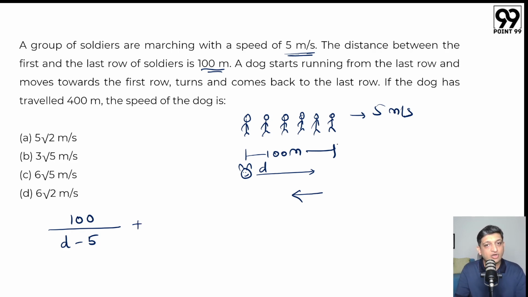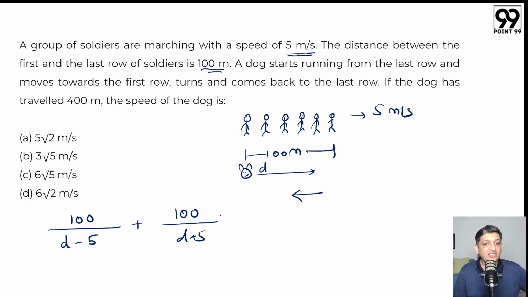What about the dog traveling in the opposite direction towards the back? Then what will happen? Again, the dog has to cover 100 meters relatively. But in this case, because both of them are moving in the opposite direction, their speeds will get added. So the platoon or the group of soldiers will keep moving forward, and the dog will of course keep moving backward, which means that both of them will facilitate the meeting point of the dog with the back of this entire group. So in this particular case, we are going to get 100 upon d plus 5. Now this is the total amount of time for which this motion is happening.